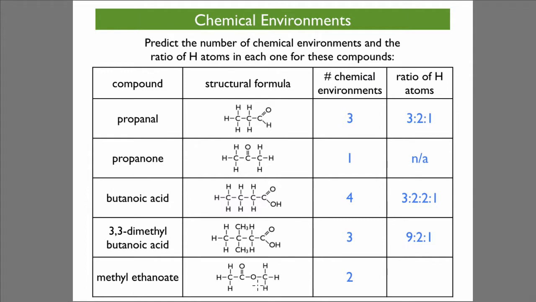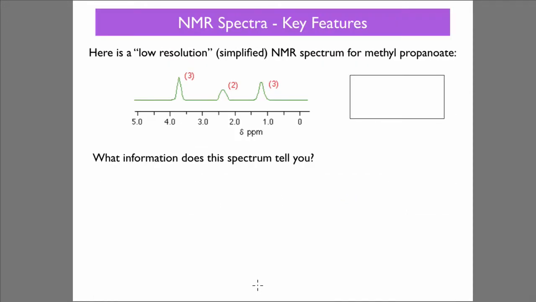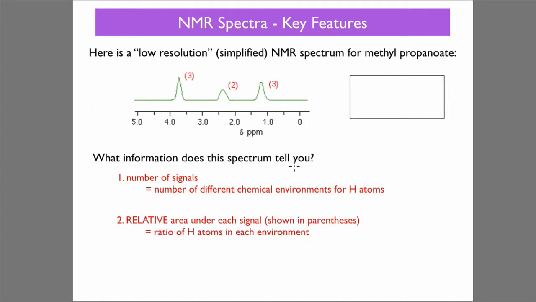And so we've got 2 different environments, and it's 3, 3. Here's an image of a low resolution or simplified NMR spectrum for methyl propanoate. It tells us the number of signals, the number of different chemical environments for hydrogen atoms. So we've got 1, 2, 3 different environments, 3 signals, 3 different environments. The relative area under each signal, shown in the parentheses here, is the ratio of hydrogen atoms in each environment. So in this environment there's 3 hydrogen atoms, in this one there's 2, and in this one there's 3.